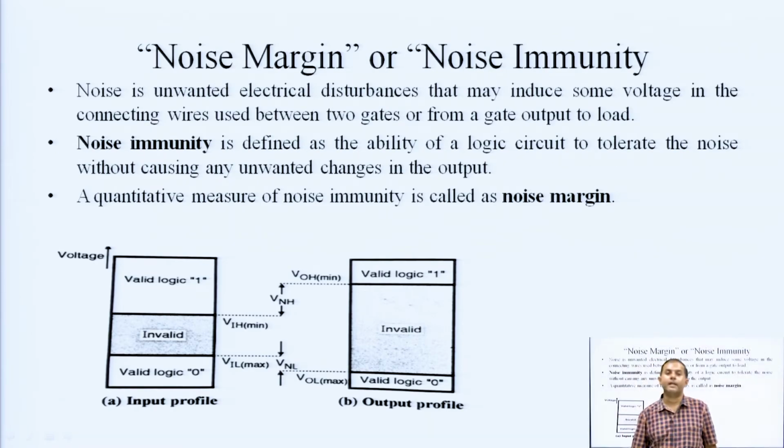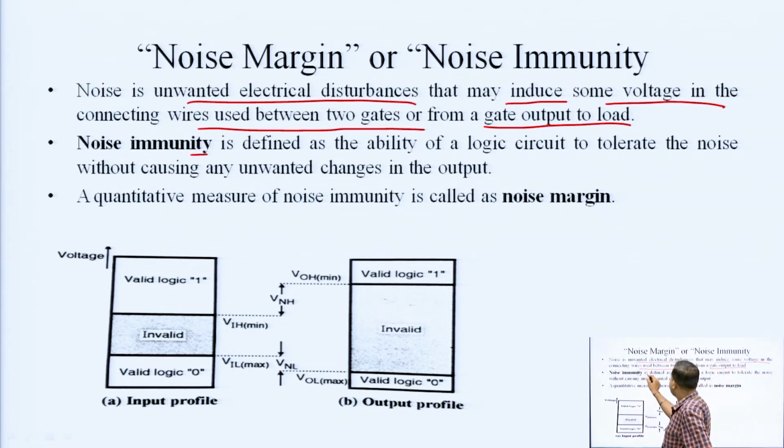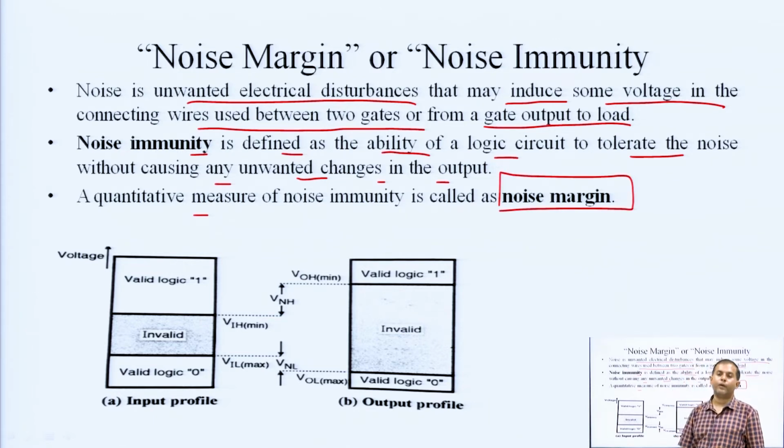Next, noise margin or noise immunity. What is noise margin? We all know noise is an unwanted electrical disturbance that may induce some voltage in the connecting wires used between two gates or from a gate output to the load. What is noise immunity? Noise immunity is defined as the ability of a logic circuit to tolerate the noise without causing any unwanted changes in the output. A quantitative measure of the noise limit is called the noise margin. These are very important from the exam point of view, right?